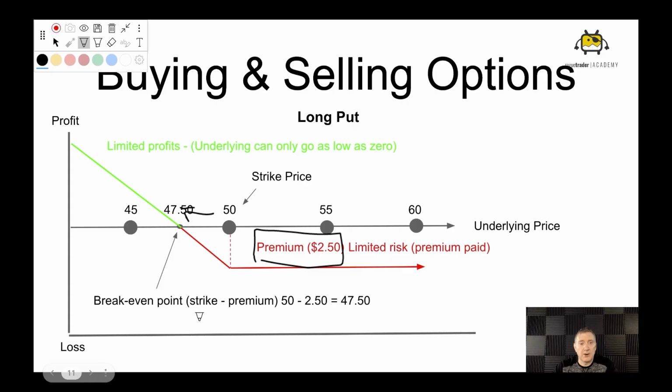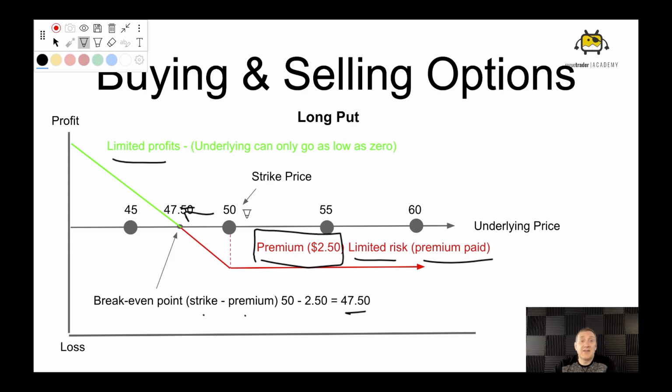Okay, there's a break even point. Strike minus premium, so $47.50. So every cent that goes lower than $47.50 is money in the bank, baby. It's money in the bank, but limited profits because it can only go as low as zero, right? That'd be great if you were long a put and went to zero. And again, just like with any option you purchase, you have limited risk. The risk is limited to the premium you paid.